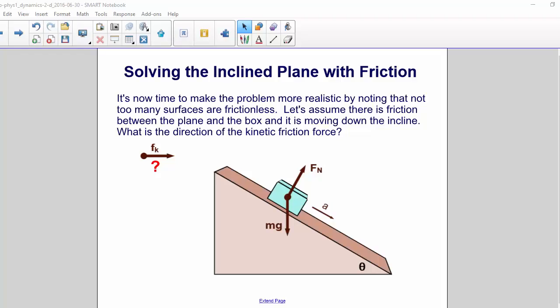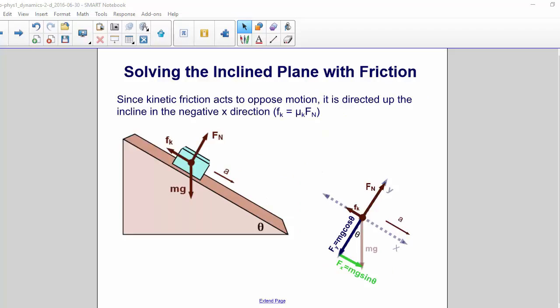Solving the inclined plane with friction. So now it's time to make the problem more realistic by noting that not too many surfaces are frictionless. So let's assume there is a friction force between the plane and the box and it is moving down the incline. What is the direction of the kinetic friction force? Since kinetic friction acts to oppose motion, it can be directed up the incline in the negative x direction.